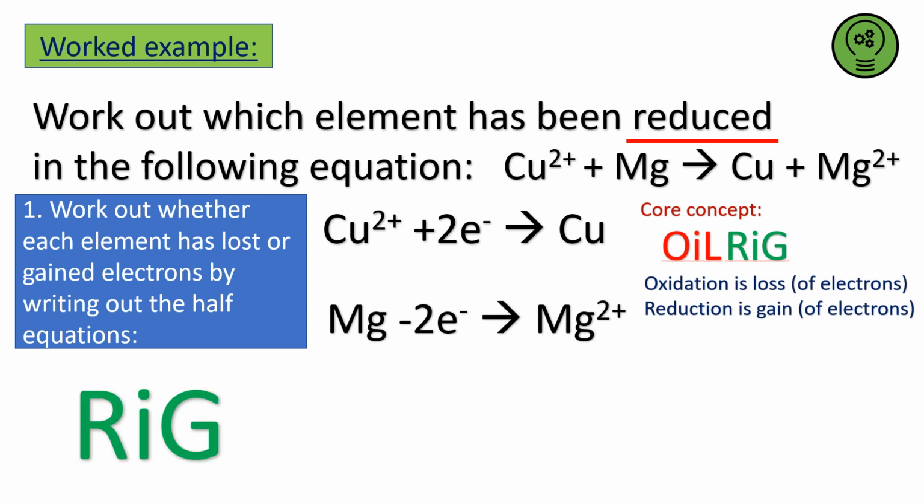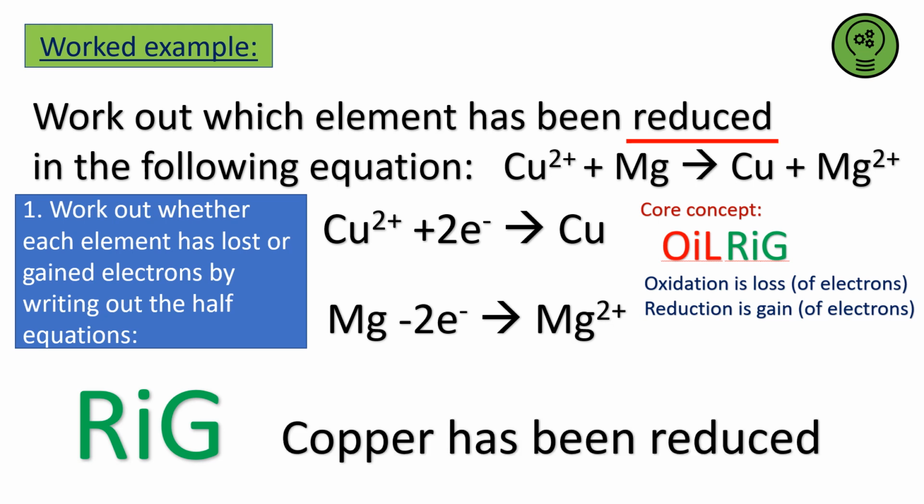It says reduced, which is the RIG side of things. Reduction is gain of electrons. So if I'm reducing, I'm gaining electrons. Which of those half equations is gain electrons? It's the copper, and so the copper has been reduced. So it's quite a lengthy process for what looks initially like a very short question, but take your time and make sure that those half equations are the right way around, otherwise you are going to get the whole thing wrong.